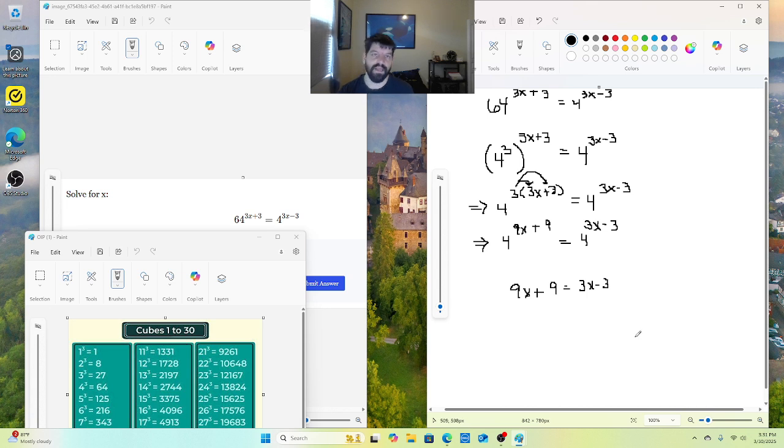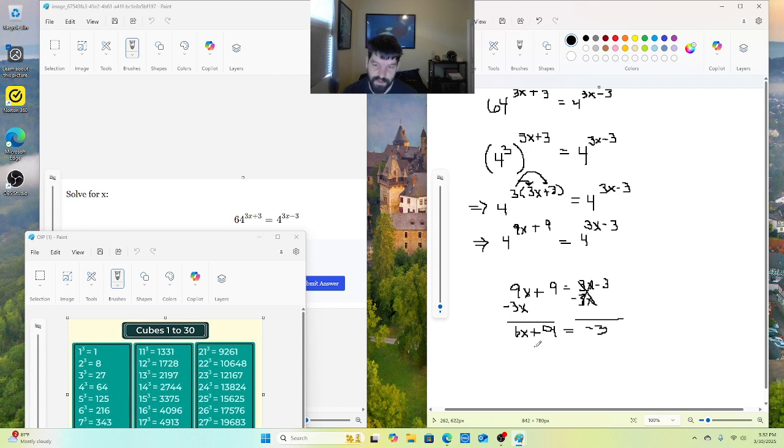Okay, so now that we have a variable on both sides, we're going to solve this equation with that idea of our balance scale. Anything that I want to do to isolate the variable, I have to apply the operation to both sides. So I'm going to start things off by subtracting 3x from both sides. So these 3x's will cancel out. 9x minus 3x is 6x, and I get that 6x, bring down the 9, is equal to negative 3.